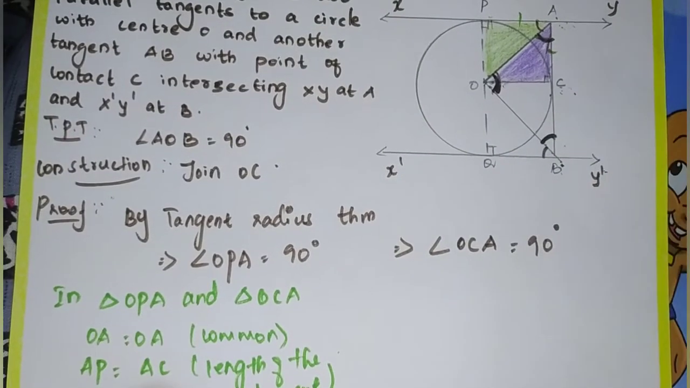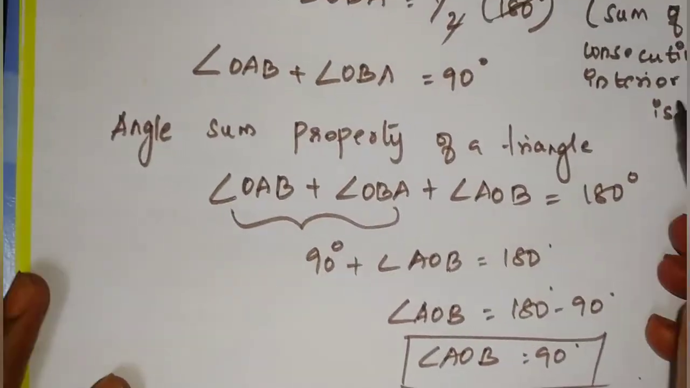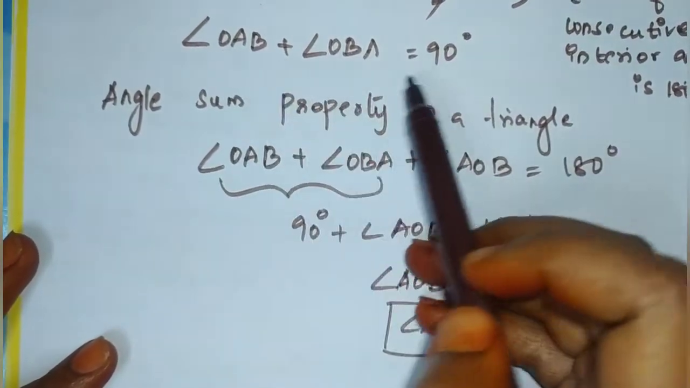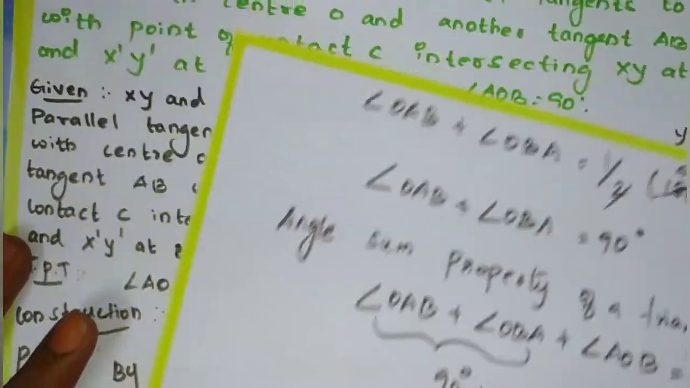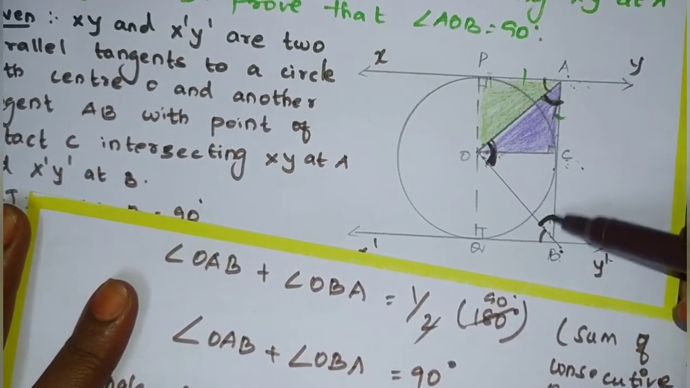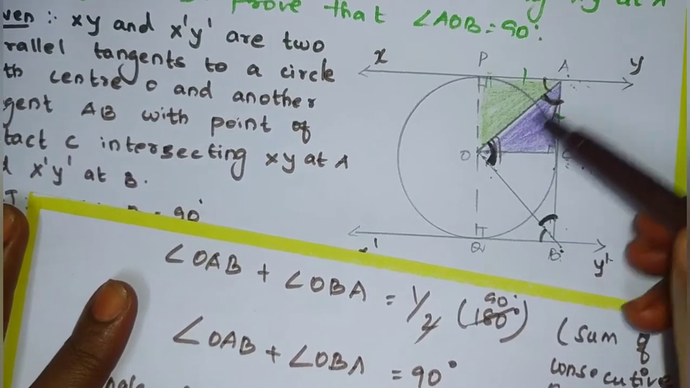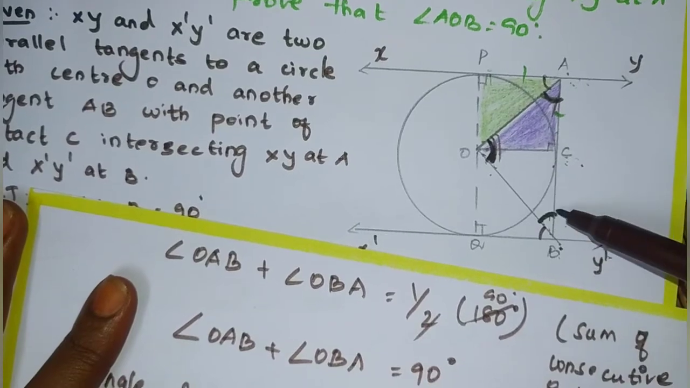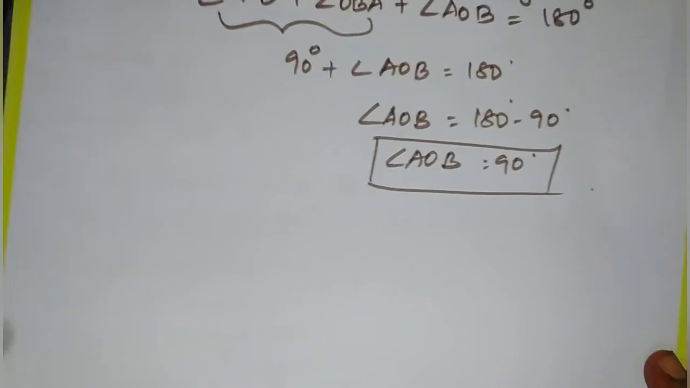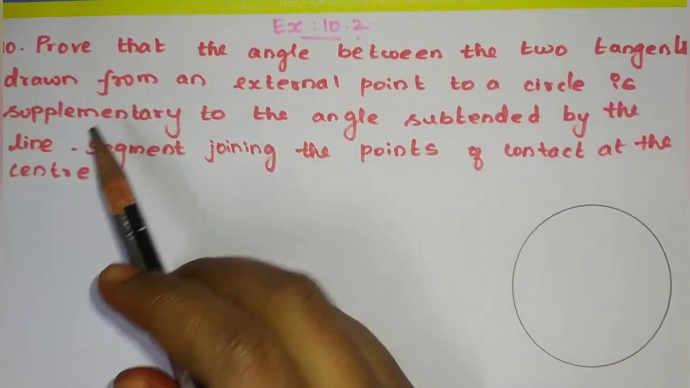If you add this one, what you will get? 180 degree. The sum of the consecutive interior angles is 180 degree. And if you cancel, you will get 90 degree. So if you add these two angles, you are getting 180 degree. And what about this angle? By angle sum property in triangle AOB, we can find the missing angle easily. Clear, children? Are you all clear? Thank you. Next, 10th problem.